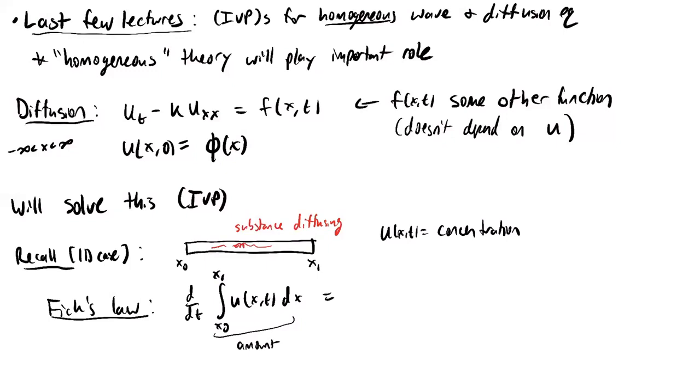And so Fick's law says that in the one-dimensional version, this is proportional to the one-dimensional version of flux, which turns out to just be the difference of the first derivatives at the right and left endpoints, respectively. So this is like the flow in minus the flow out.